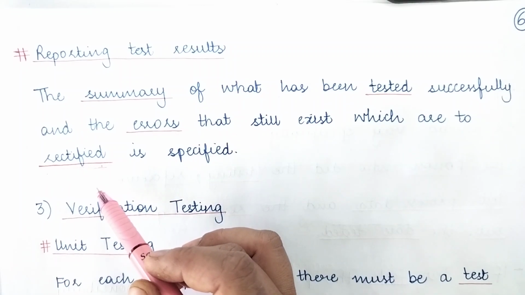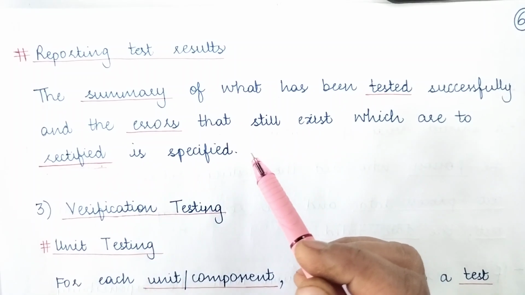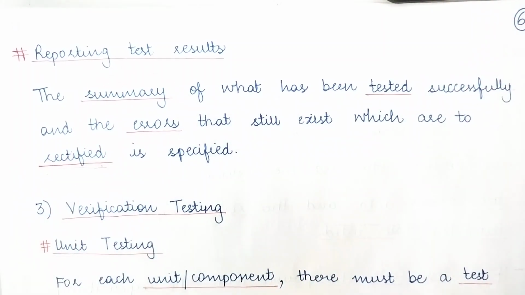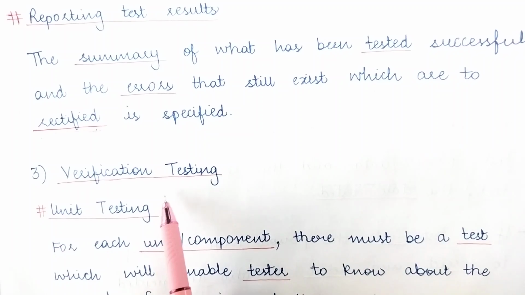So, when a test has been performed successfully on a particular module, you find out the errors that still exist in that particular module, and then rectification is also specified in reporting the test results. Then the third point here is verification testing.